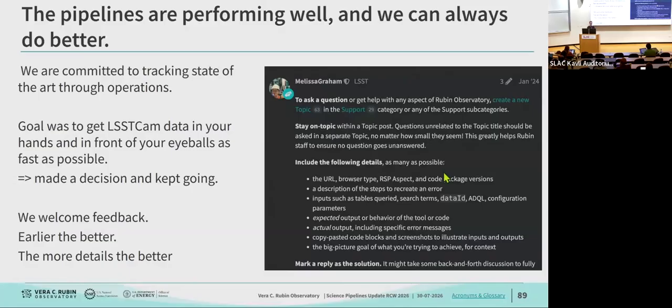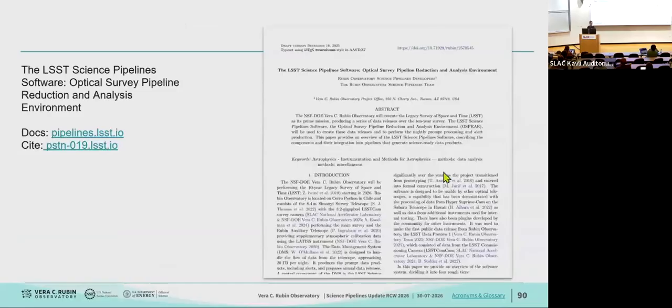Community is the best place to post some weird thing you saw in the data, and the more details you can provide on that, the better. Still working on the paper. Please cite PSTN 19. We have a DOI for it.